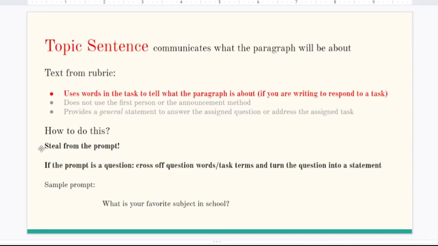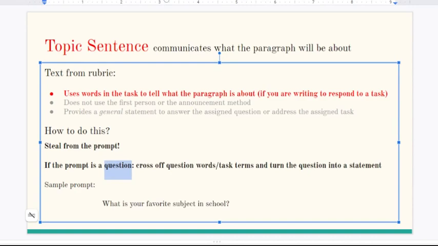You steal from the prompt. If the prompt is a question, you cross off the question words and turn the question into a statement. Now, question words are words like who, what, when, where, why, how. Those are question words. So let's take a look at this sample. The sample prompt, which is a question here, is: what is your favorite subject in school?